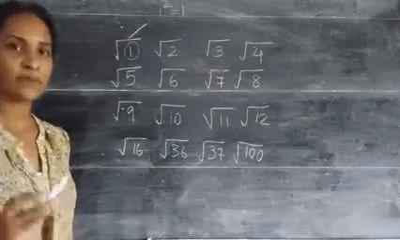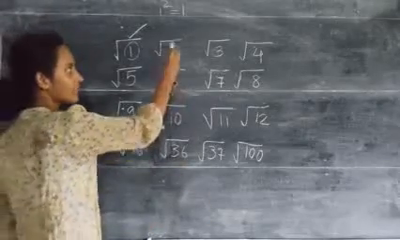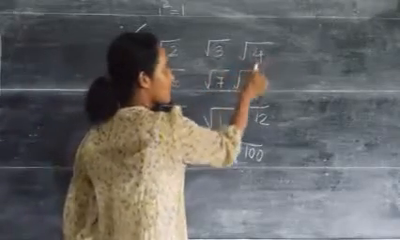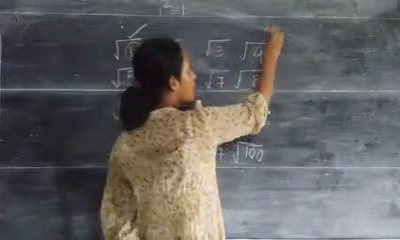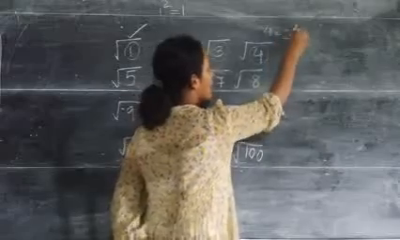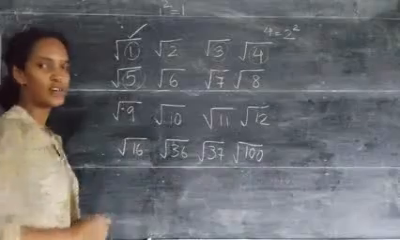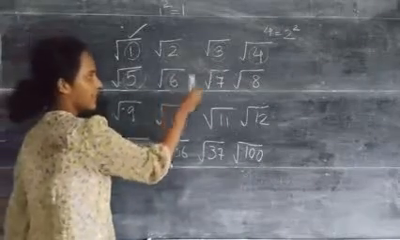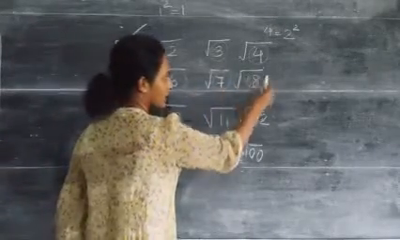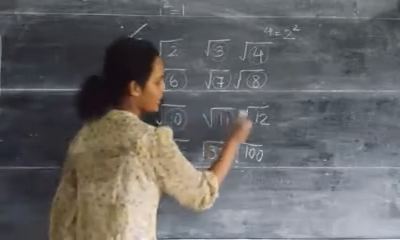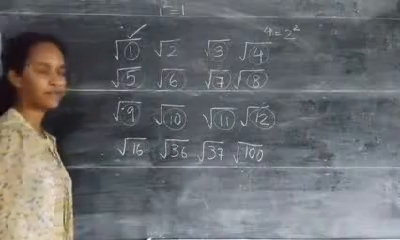Okay, let's identify the perfect squares. 2, is it a perfect square? No, it is not a perfect square. 3 is not a perfect square. But 4 is a perfect square. 4 can be written as 2 square. So 4 is a perfect square, right? Now 5, is it a perfect square? No. 6 is not a perfect square. 7 is not a perfect square. 8 is not a perfect square. Likewise 9, 10, 11, 12 are not perfect squares.